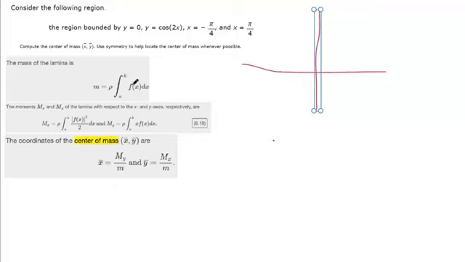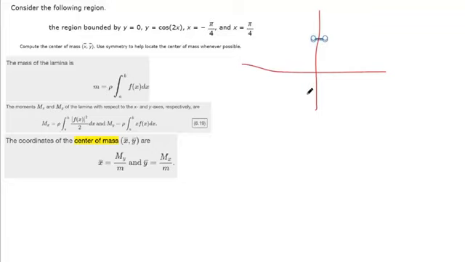Okay, so we're given a region bounded by y equals 0, and a bunch of other stuff. We're supposed to compute the center of mass. So I have all the necessary formulas from the text for that. So we've got a graph of cosine of 2x.